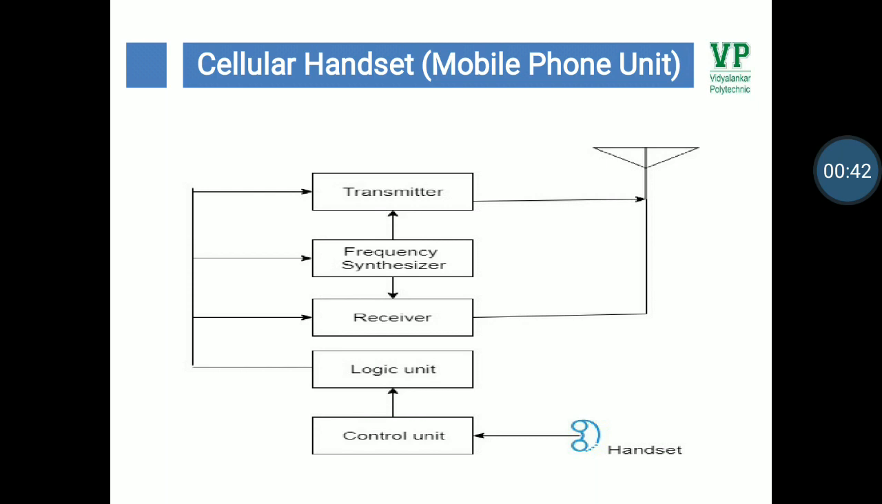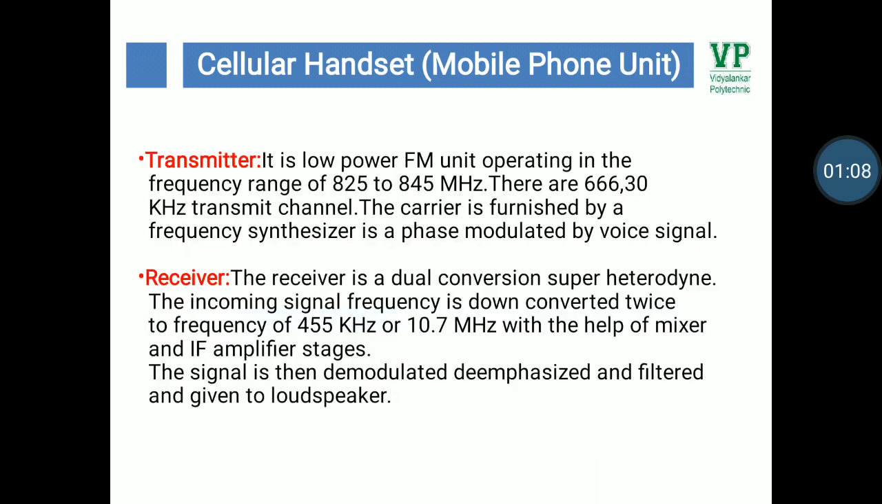Figure shows block diagram of cellular handset, that is mobile phone unit. A cellular telephone handset or mobile unit consists of transmitter, receiver, frequency synthesizer, logic unit, control unit, antenna, LCD display, keyboard, microphone, speakers, and battery. Now we will study function of each block.